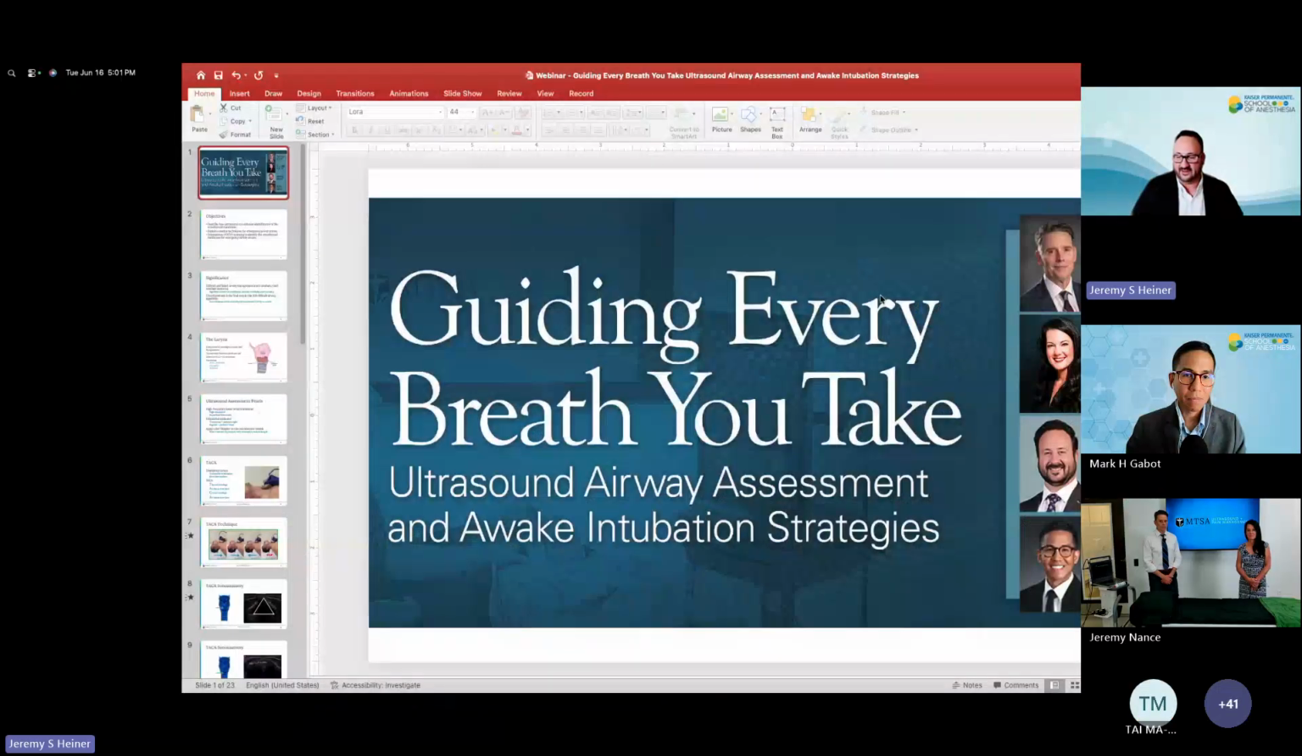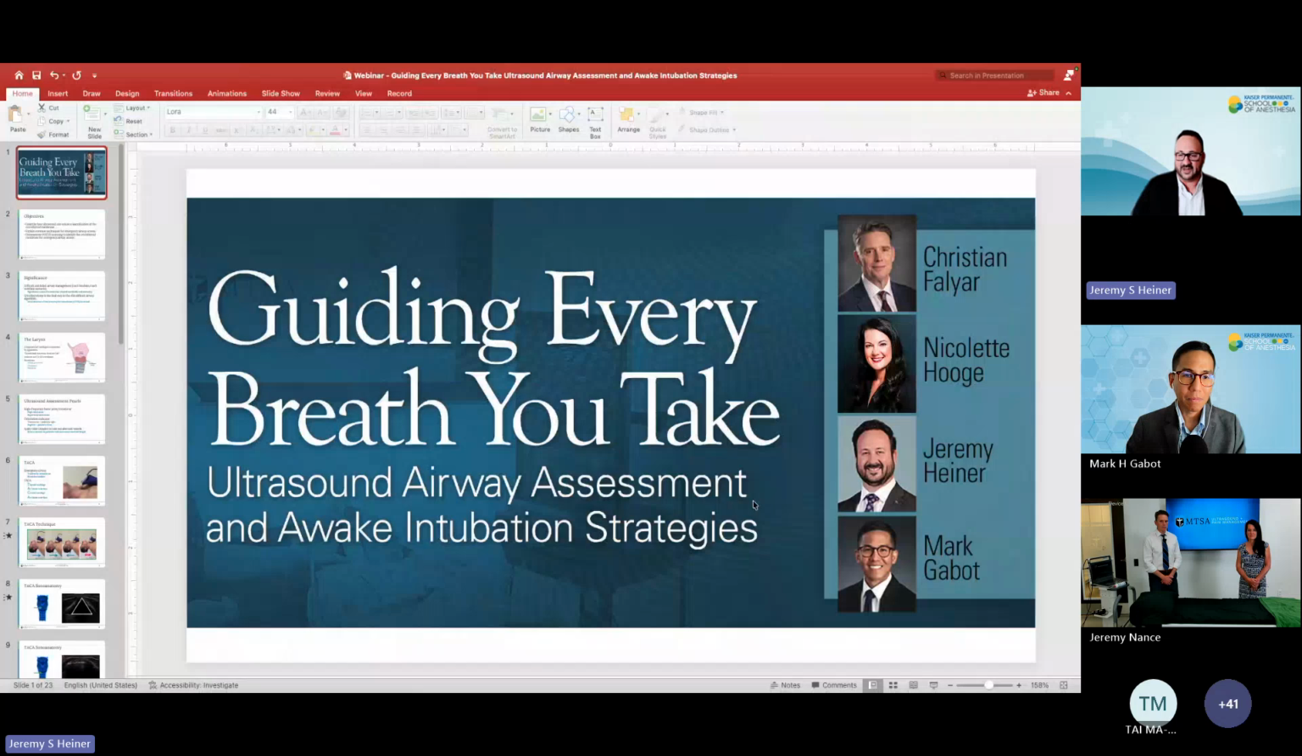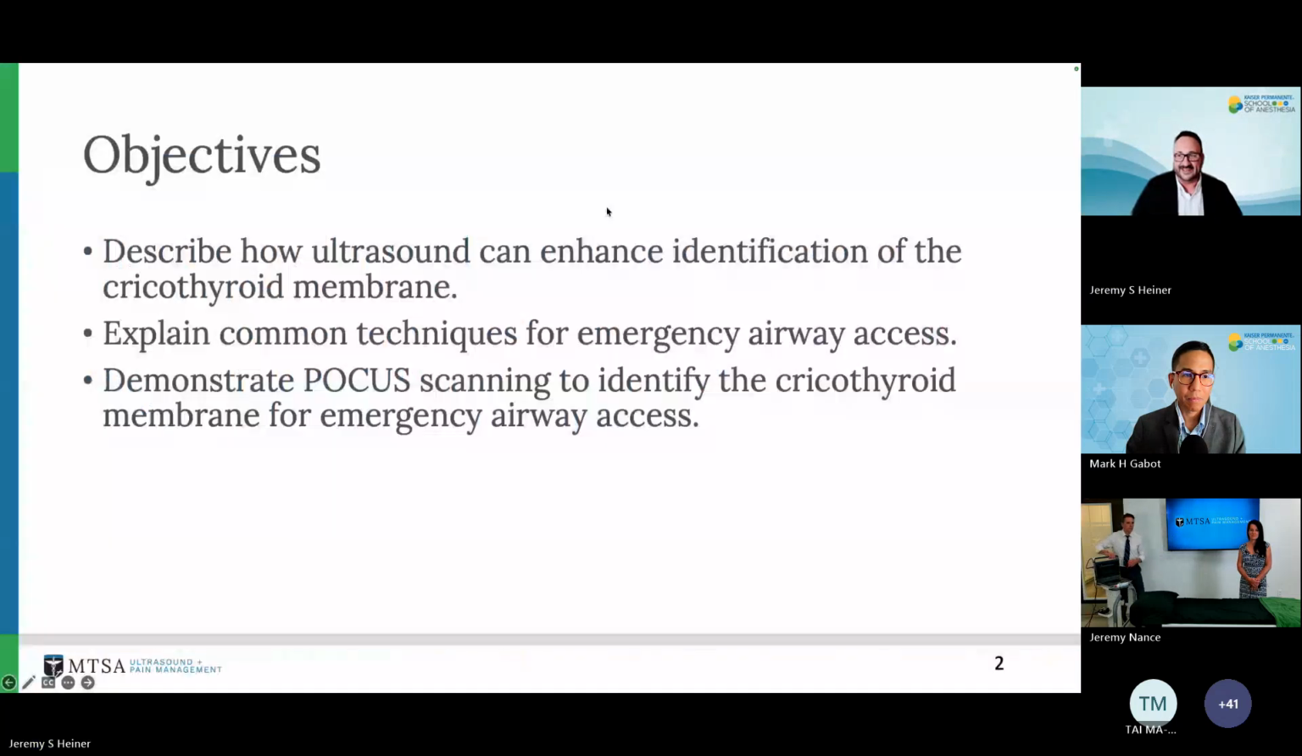So I'm going to go ahead and get going and share my screen. And we're going to start by talking about some airway. You can see the objectives here. And as I mentioned, we'll talk about some POCUS. And really, we're going to focus on access for an emergency airway. So we're going to talk about cricothyrotomy today.